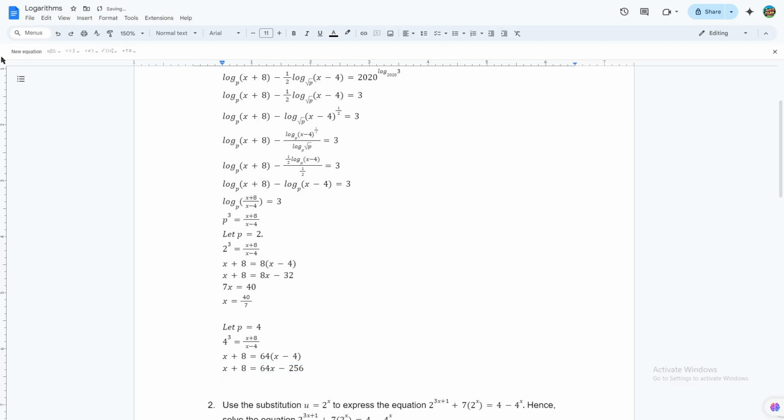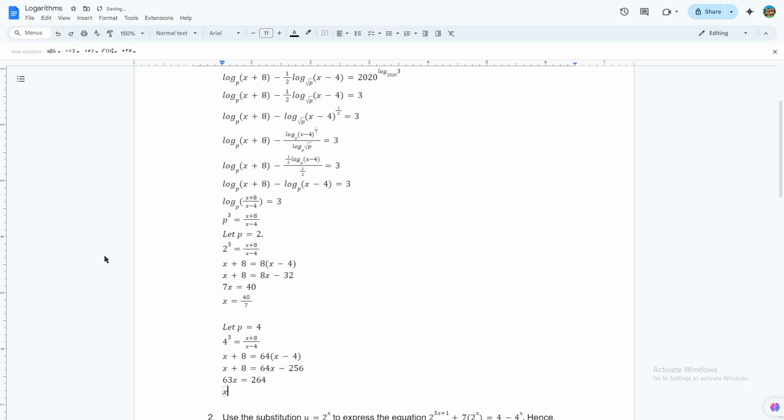So we can find what 63x is in this case, if we minus x from both sides. 63x equals, and then we add 256 on both sides. So 63x equals 264. So x equals 264 over 63.